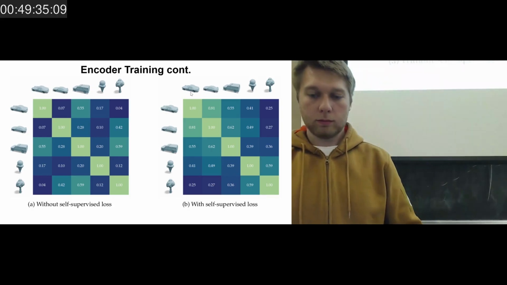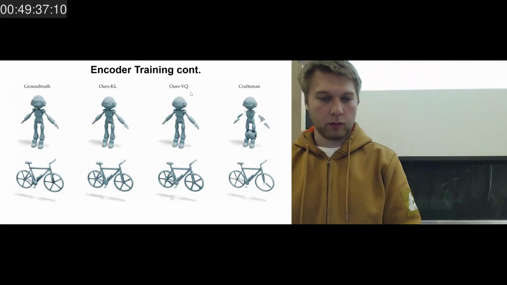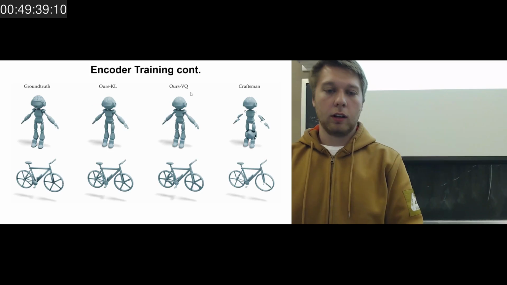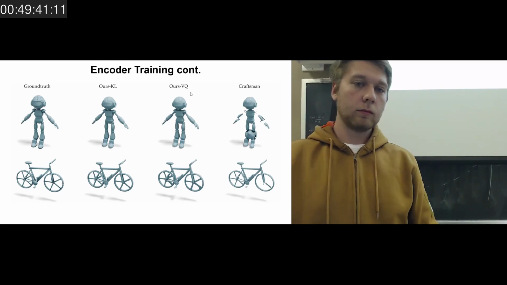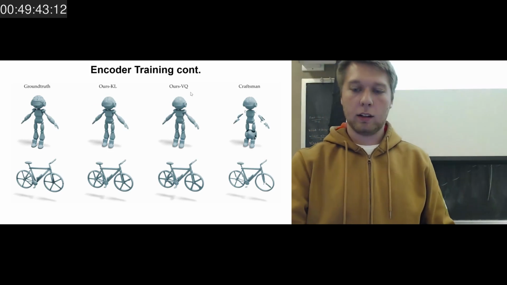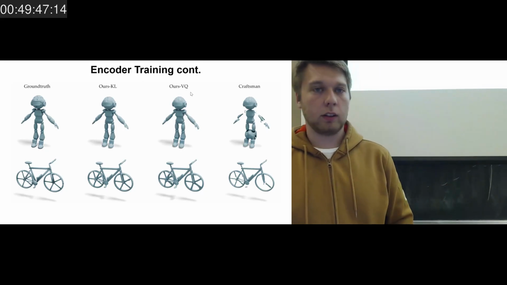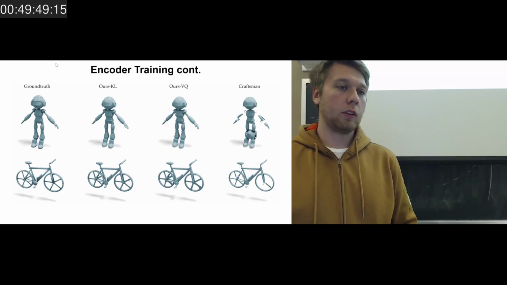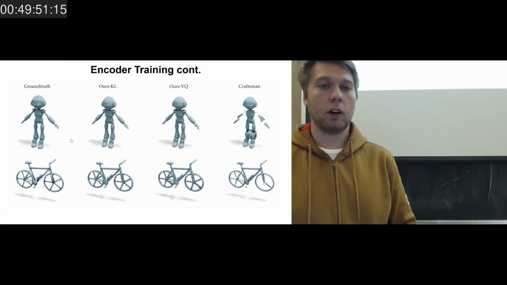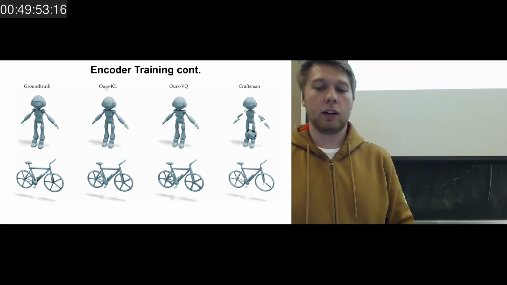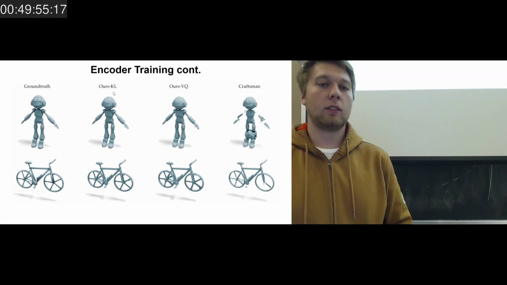That's that. This is just another version of that. Or this is a different section about encoder training. Ground truth is obviously just the models that were passed into the architecture. KL is continuous latents. That's if you don't use the codebook.